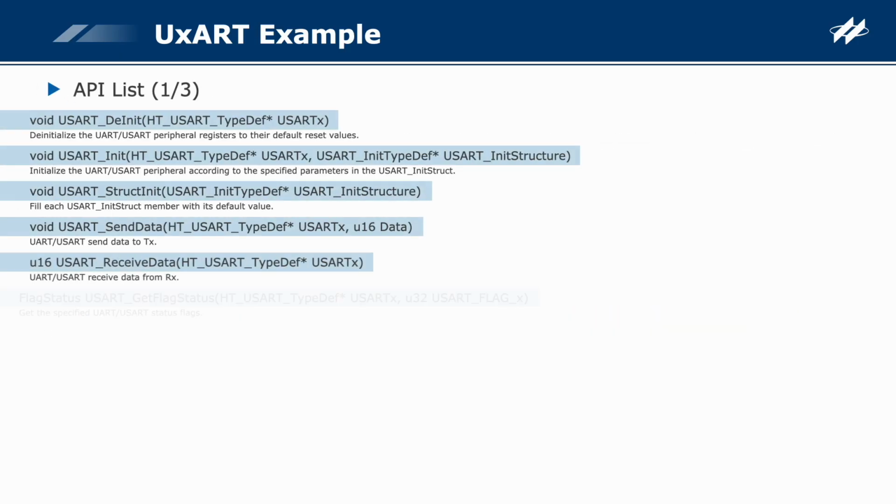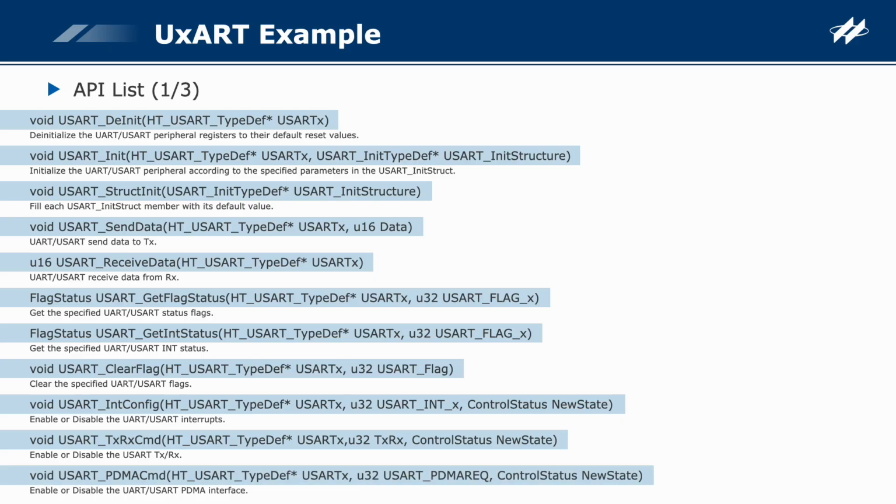This tutorial concludes with a list of the UxART and UxART APIs, along with their corresponding descriptions.